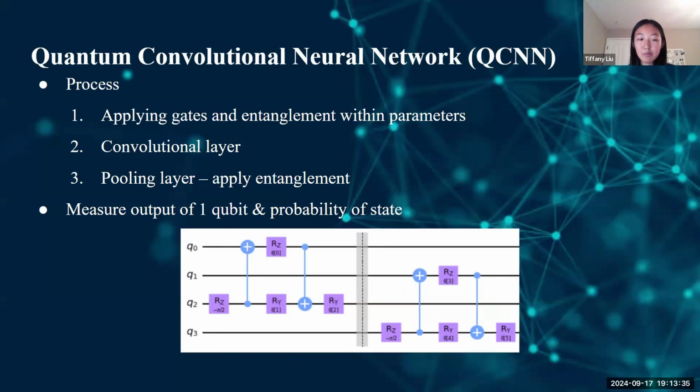And then lastly, we would measure the output of a single qubit through a softmax layer, which forms the probability of a specific state, which is then translated to what that means classically. So it tells you whether or not there is a brain tumor.